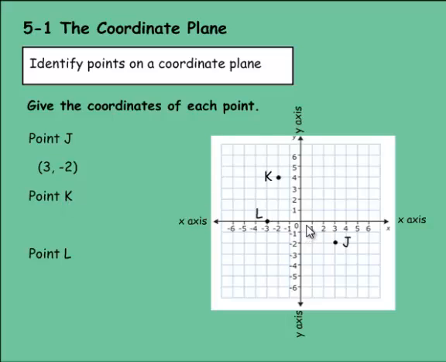Now we have point K. So first on the x number line, it takes me back to negative 2. On the y number line, it is positive 4. So negative 2, positive 4. And then point L, I'm going to negative 3 for x, and then y is just 0 because it's on the x-axis. So we're going to say negative 3 for x, 0 for y, and that's my point for that.